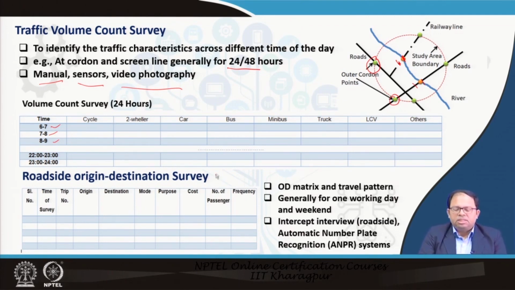Roadside origin destination surveys are basically intercept surveys where we can ask people where they are going. We can ask for their origin-destination and travel pattern, and usually we do it for working days and also during weekends. We can do intercept surveys, or we can do it through automatic number plate recognition systems. That means we can read the vehicle number plate, and we can also determine the origin and destination of a particular vehicle.